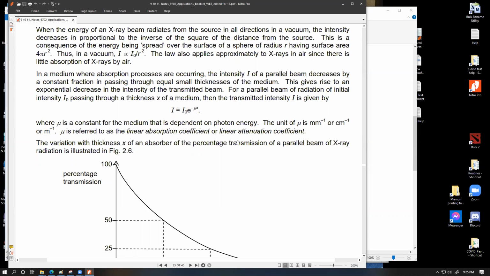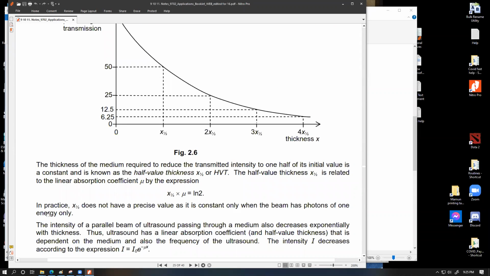Now, in an X-ray, we actually do have a range of energies, energetic photons that pass through. So that's why in practice, the half value thickness does not have a precise value, as it is constant only when the beam has photons of only one energy. But that's not the case for X-rays. We have a range of energies sent through the patient's body. So HVT is not a very precise value, but we can have an understanding of the typical value of this thing.